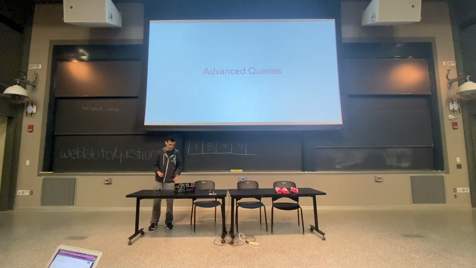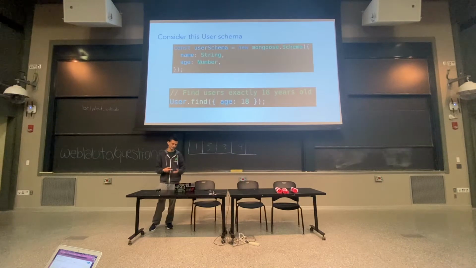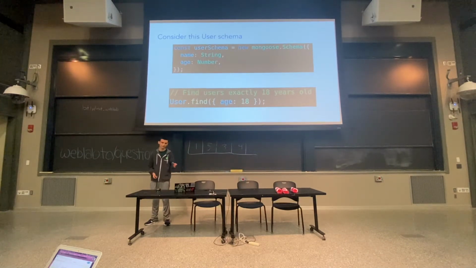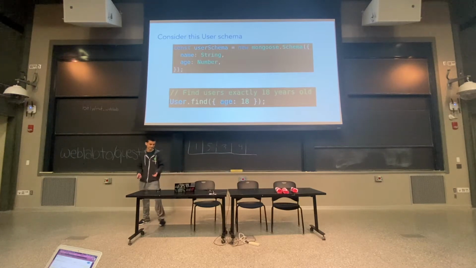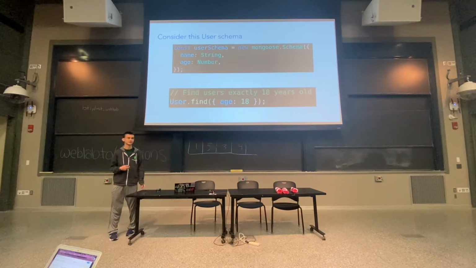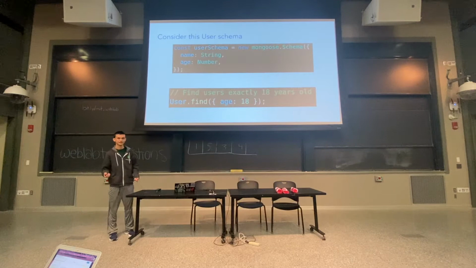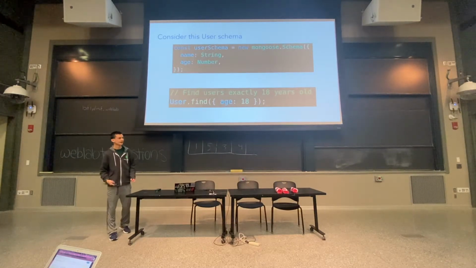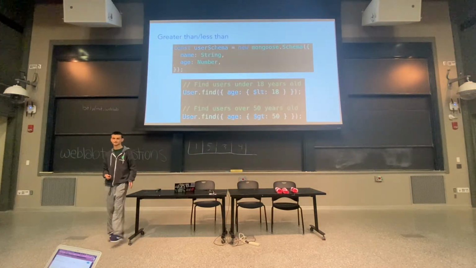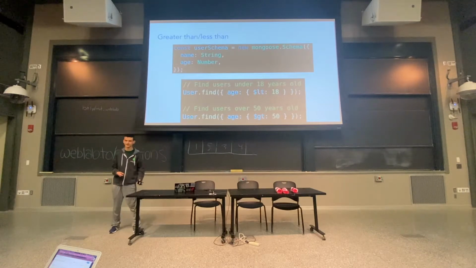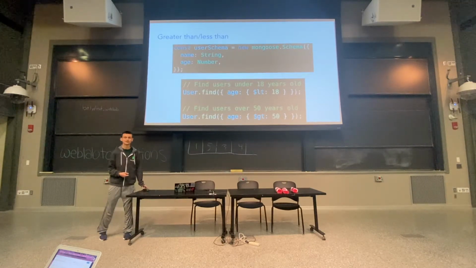Back to queries, though. So this is something we're familiar with. You can find something where x equals y. So I want to find all users where they're 18 years old. Pretty self-explanatory. What if I want to find all the users that are under 18? You can use this funky syntax here. That's one way to do it.